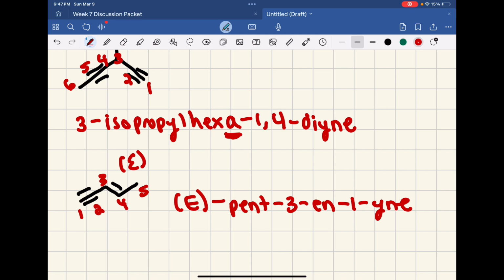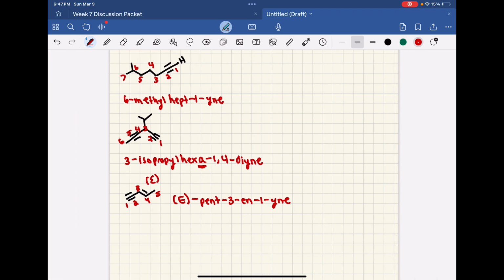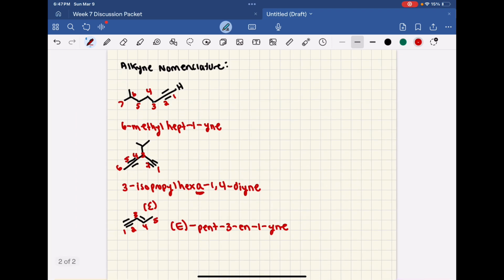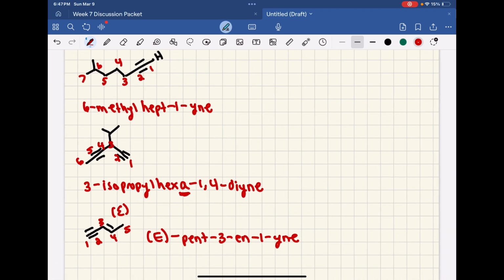Can we do any more? I think that's good enough. Just make sure that those are the new rules that get added on. If there are multiple triple bonds, you have to add the A, and then always there's the en-yne situation, but I don't think there's anything crazier there.